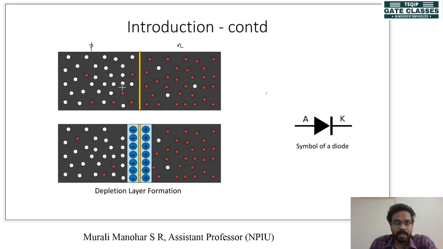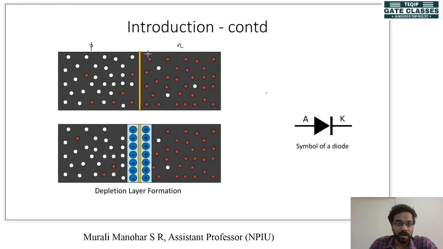So when we combine this p-type and n-type material, what happens is there is a junction where this p and n-type material are just touching. At the junction, we have holes and electrons in close proximity. Since they are close, they will start attracting each other.